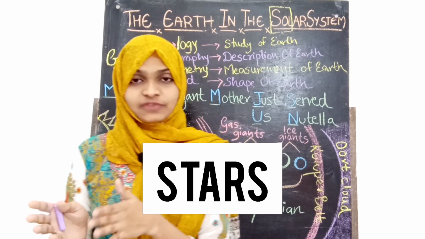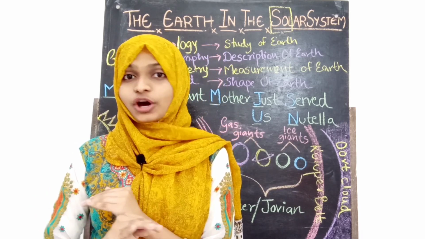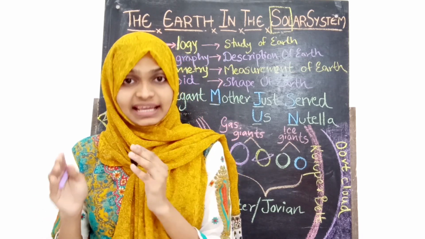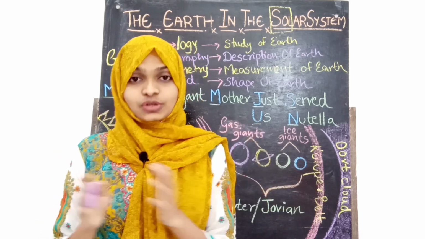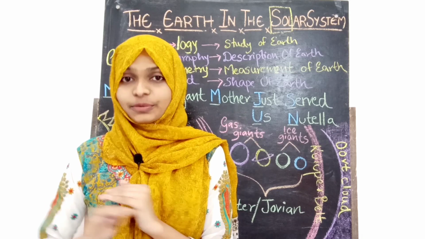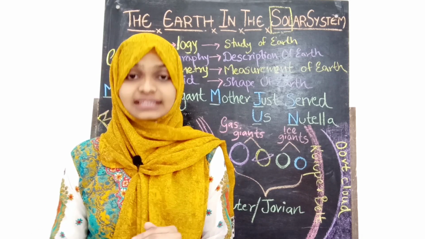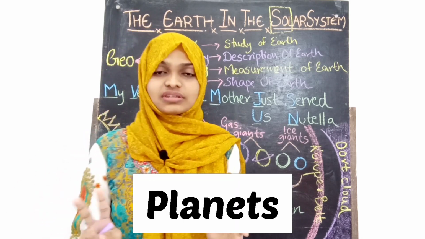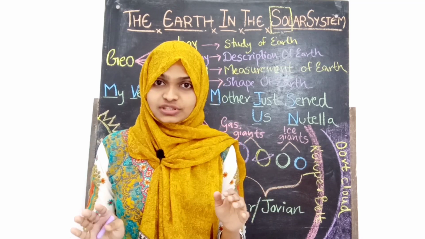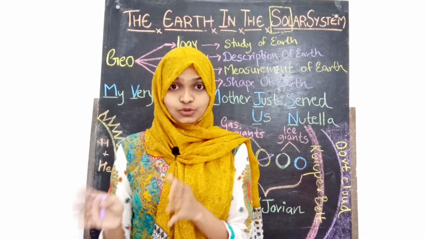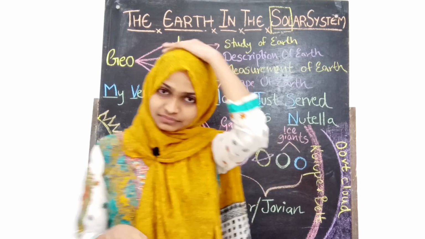Now the second type of celestial bodies are the ones which do not produce their own heat or light, but they get their heat and light from the other stars which are near them. So this kind of celestial body which does not produce its own heat and light is known as planets. So celestial bodies are of two types, planets and stars. Planets do not produce their own heat and light, but stars do produce their own heat and light.